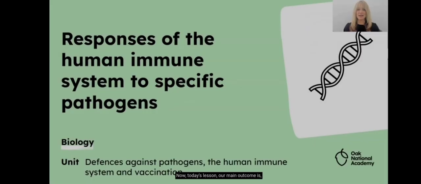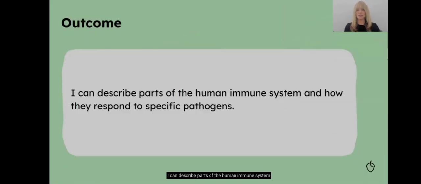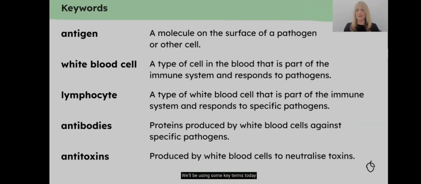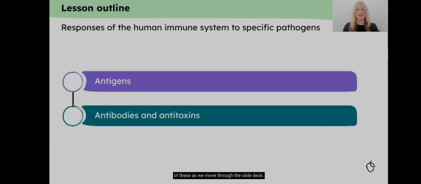Today's lesson, our main outcome is I can describe parts of the human immune system and how they respond to specific pathogens. We'll be using some key terms today and here they are for you. If you would like to pause the video and read those in a bit more detail, please do. If not, rest assured that I will go through each one of these as we move through the slide deck. So we've got two learning cycles for today, antigens and antibodies and antitoxins. Of course, we will be starting with our first learning cycle, which is antigens.